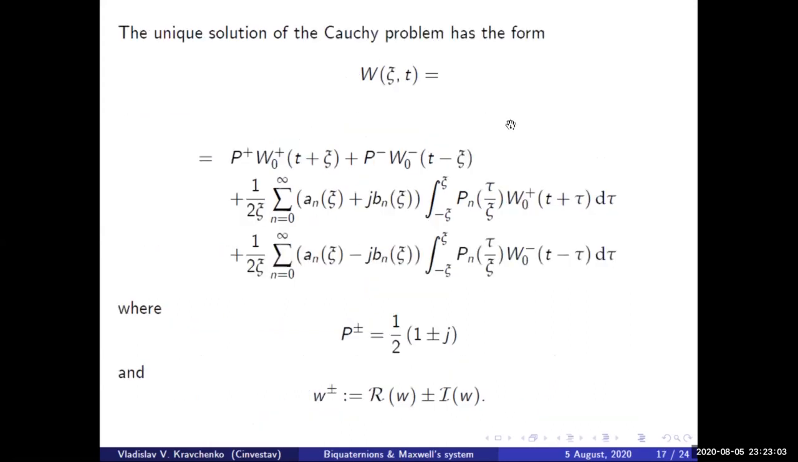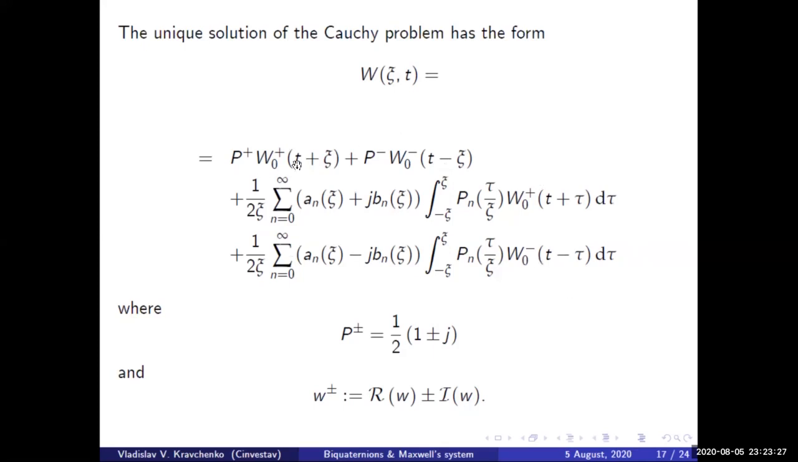And using the fact that this elementary hyperbolic Cauchy-Riemann equation can be solved completely explicitly, we finally obtain the unique solution of the Cauchy problem for the hyperbolic Biqua equation shown above.